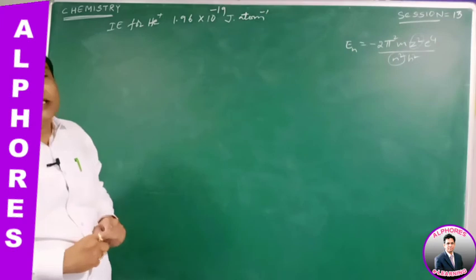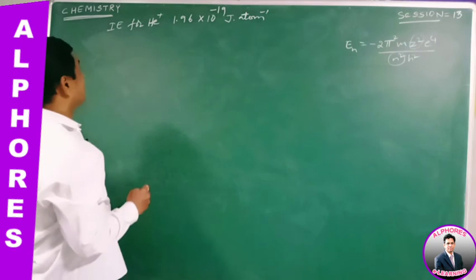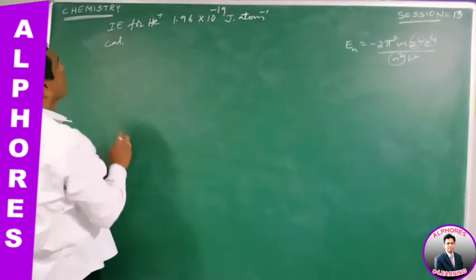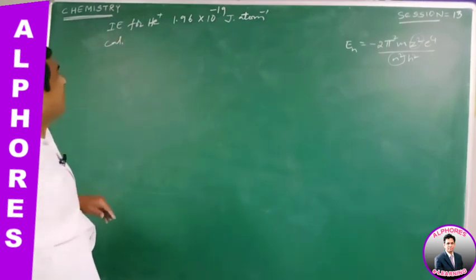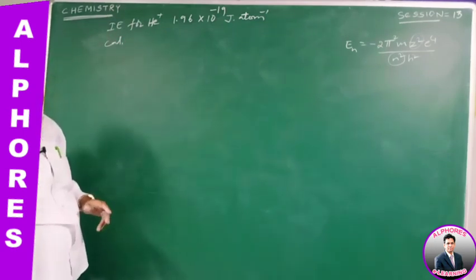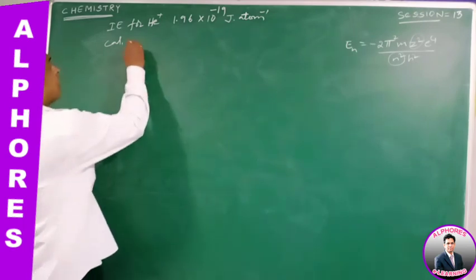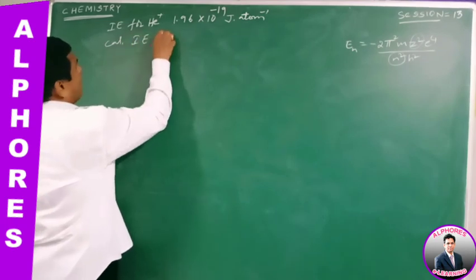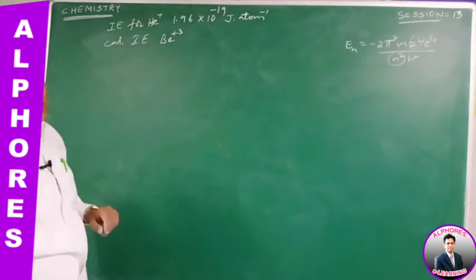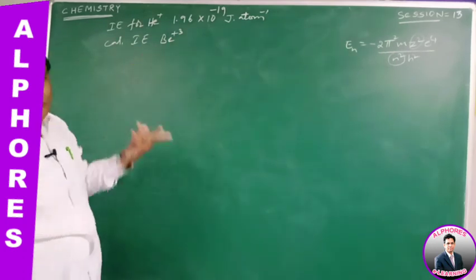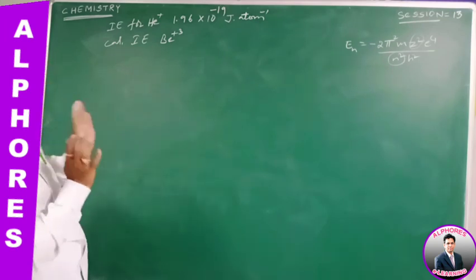Calculate the energy of the first orbit of beryllium plus 3. That means calculate ionization energy of beryllium plus 3, the IE of beryllium plus 3. The electron is present in the first orbit only. Calculate energy of the electron in the first orbit of beryllium, that is nothing but ionization energy of beryllium plus 3 ion. The data is available.